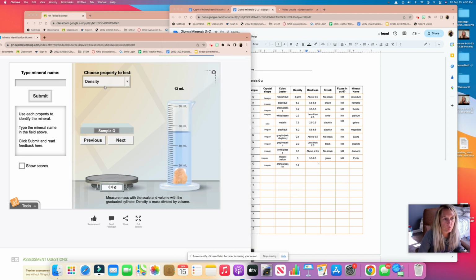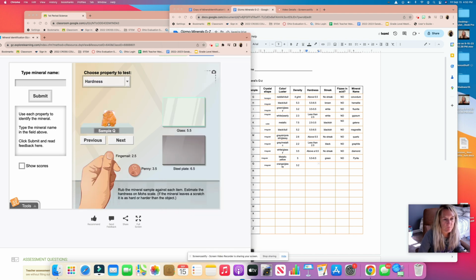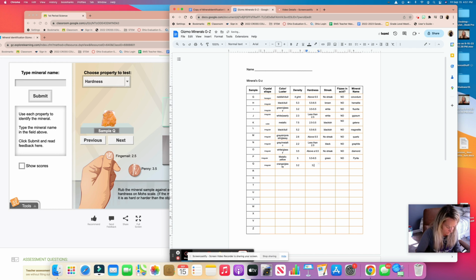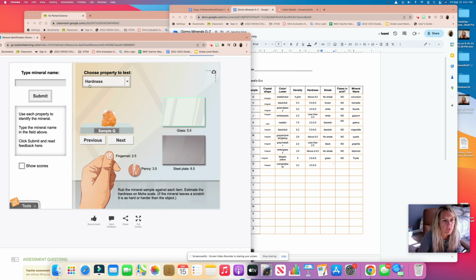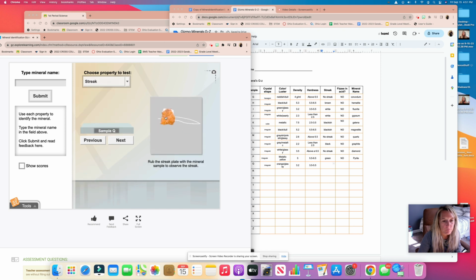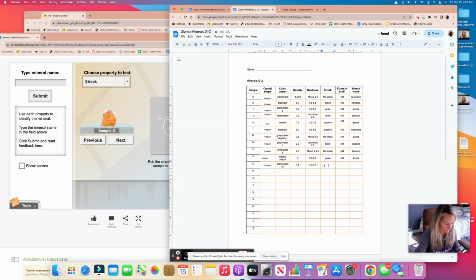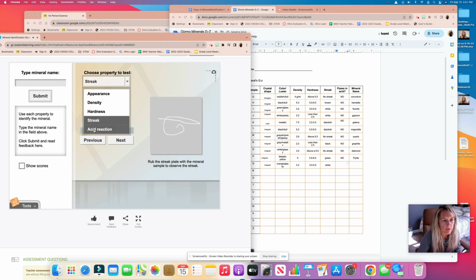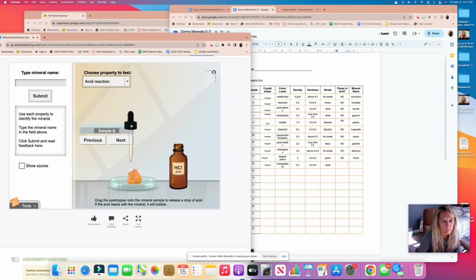All right, let's do the hardness test. Scratches a fingernail, scratches a penny. It's got to be harder than those, but does not scratch glass. So it has to be between a 3.5 and a 5.5. Let's see what it streaks. Streaks white. And let's see if it reacts with acid. Nope.